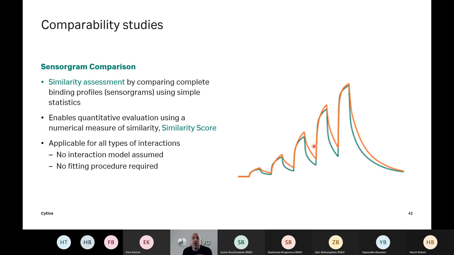Because, again, all these systems are based on kinetic models that we use to fit the sensorgrams or the curves that we obtain. So we have a nice application that is called sensorgram comparison that compares the complete binding profile of the different molecules by using simple statistics. This will allow us to evaluate quantitatively the different molecules using a numerical measure of similarity called the similarity score. The similarity score is a value that the system will report, telling us how similar the different molecules are. And as I have mentioned, this is applicable for all types of interactions, so we don't need to assume any interaction model and we don't need to fit our curves.